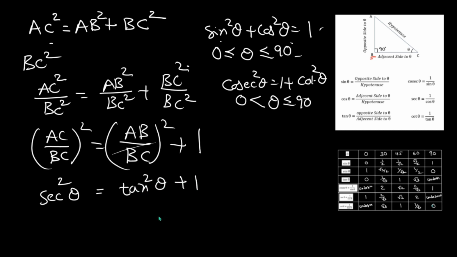Let's see if it works for 0 and 90 degrees here also. Secant 0 is valid, and tan 0 is also valid. So it works for 0. What about 90? 90 doesn't work, it will become undefined. So secant square theta equal to 1 plus tan square theta will work for 0 less than or equal to theta and less than 90. It won't work for 90 here, so the equal sign does not come there. So we derived the 3 equations here now.